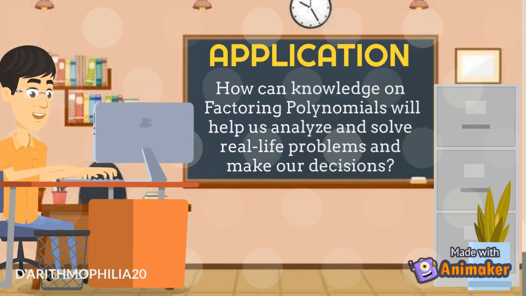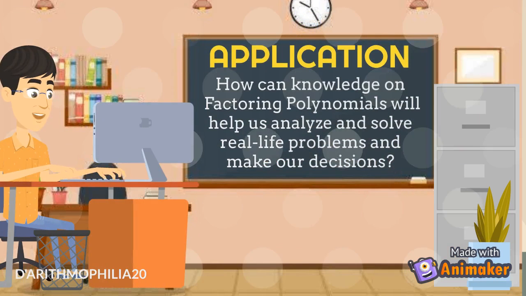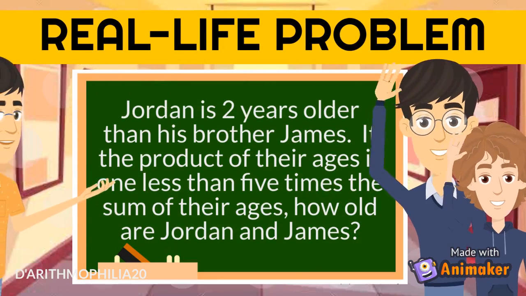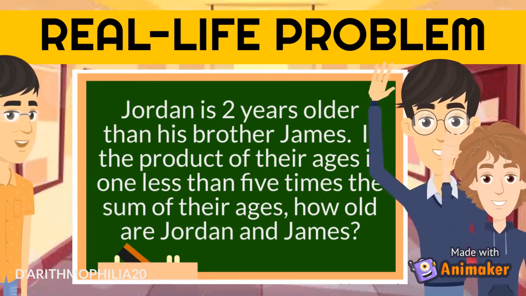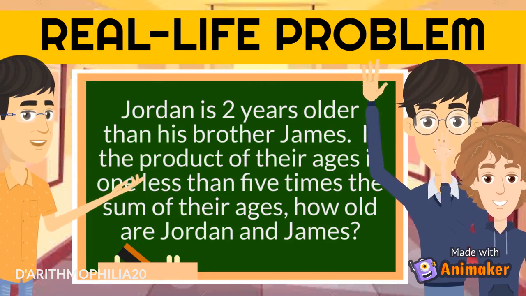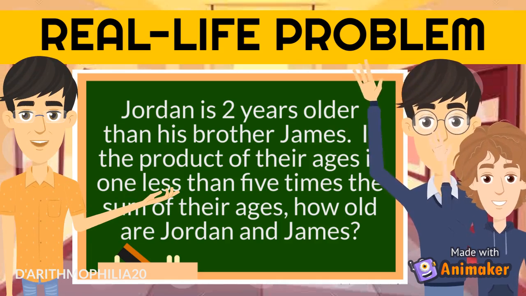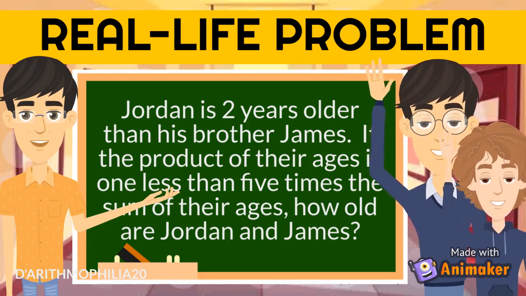This time, let's reflect on this question. How can knowledge of factoring polynomials help us analyze and solve real-life problems and make our decisions? Let's go and see. For the application, Jordan is 2 years older than his brother James. If the product of their ages is 1 less than 5 times the sum of their ages, how old are Jordan and James? Are you ready, brainiacs?